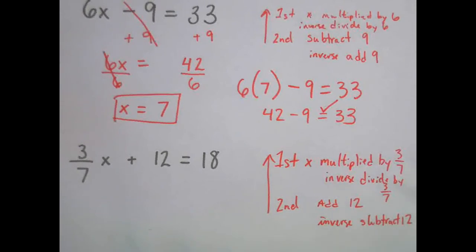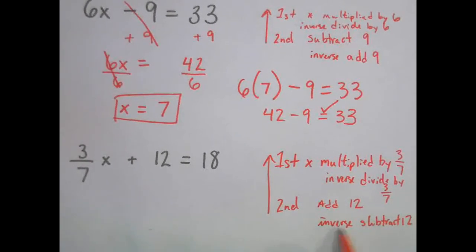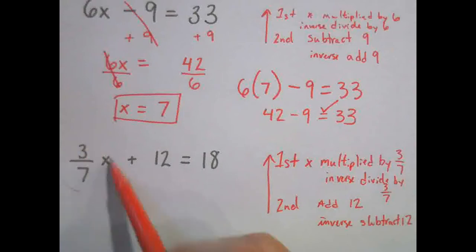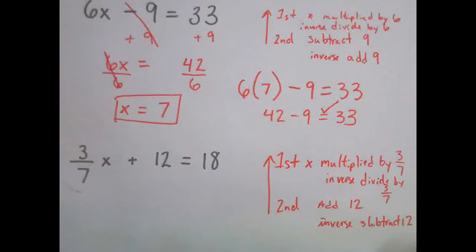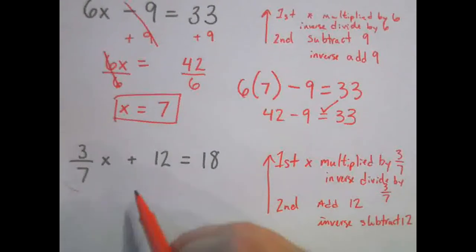So that might be a little bit difficult for us if we struggle with that. All right, so I'm going to subtract 12. Why am I going to subtract 12? Because I want to start to isolate this variable. In order of operations, I would do this multiplication first, then my addition. So I'm going to undo them in reverse order here. So I'm going to subtract 12.